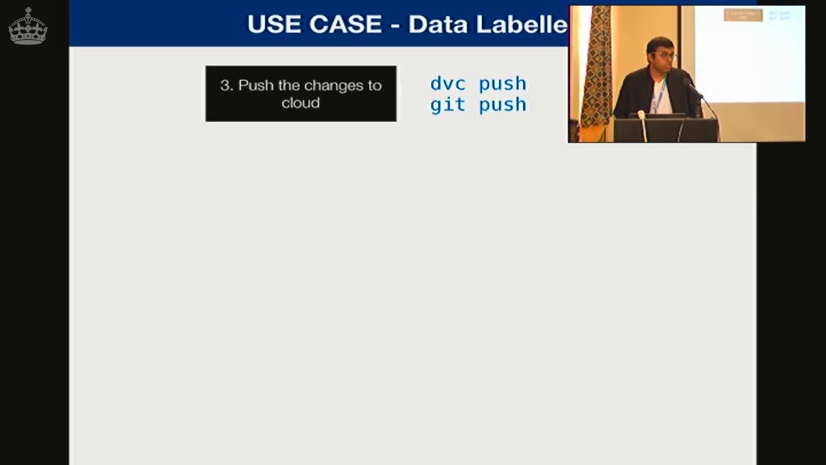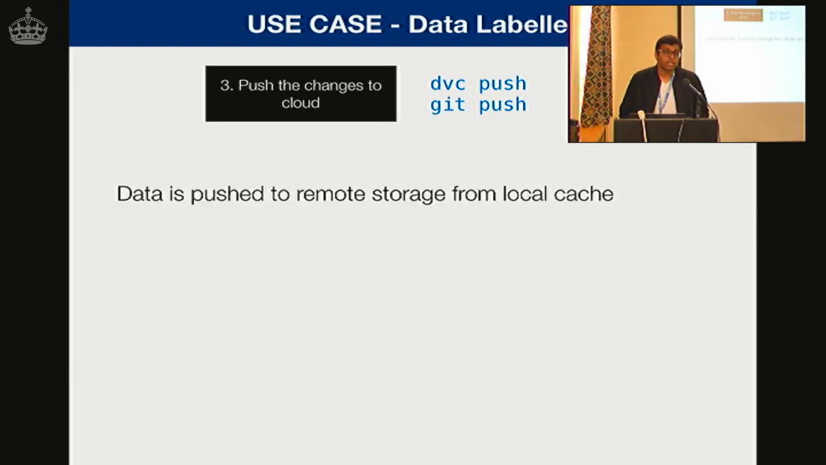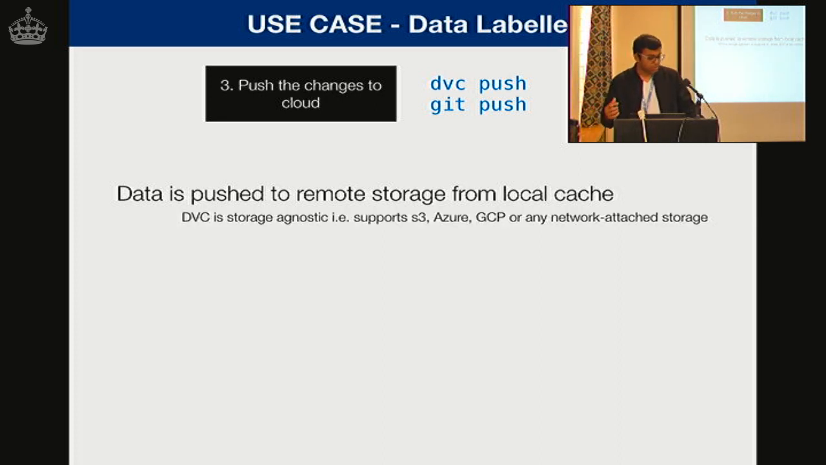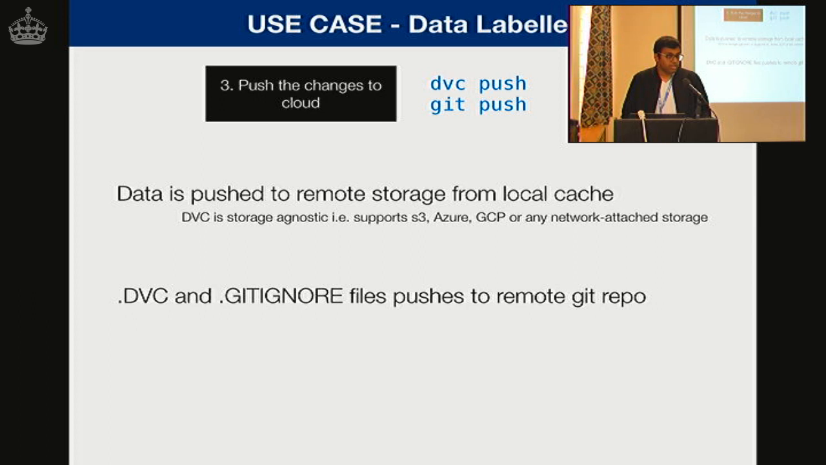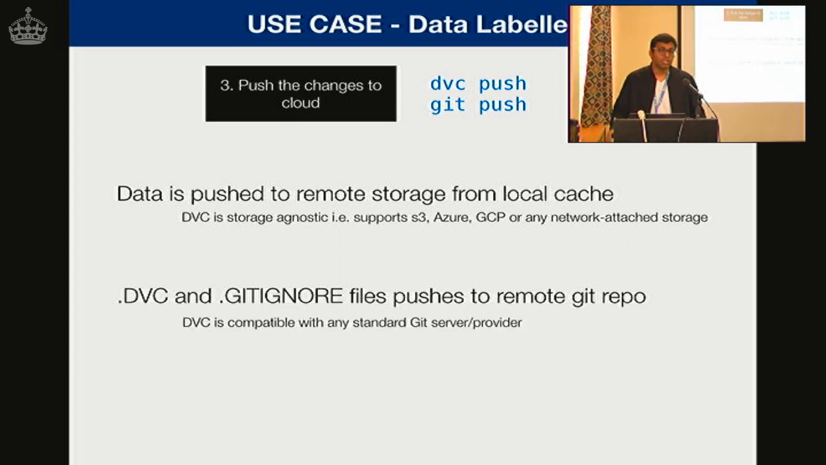And then you push it to the remote repositories. Now for DVC push, the data is pushed to a remote storage. So DVC is storage agnostic, which means that you can push it to any network attached storage. And then because the .dvc and .gitignore files are pushed, the data is not tracked, and you know that there is a DVC file, so there should be data. And DVC is compatible with any standard Git server or provider, so you can start using it straight away.